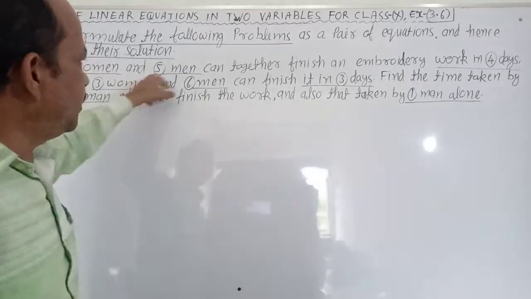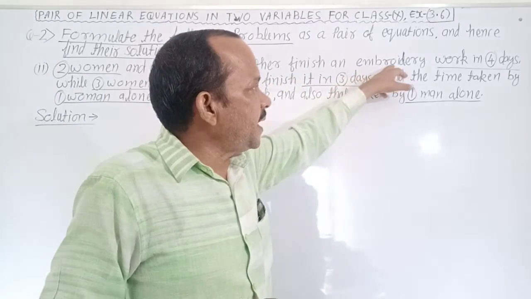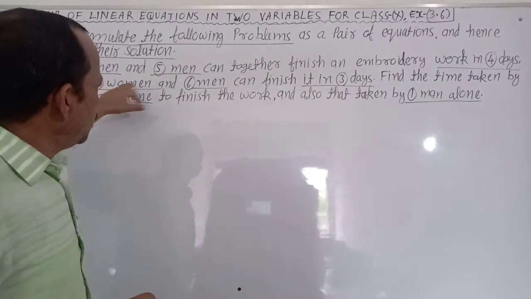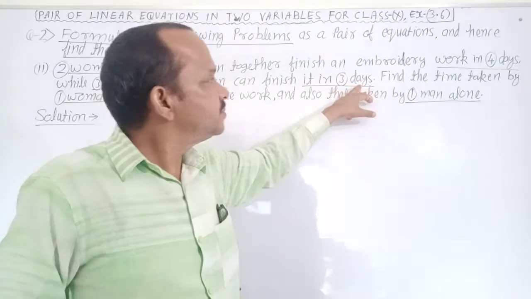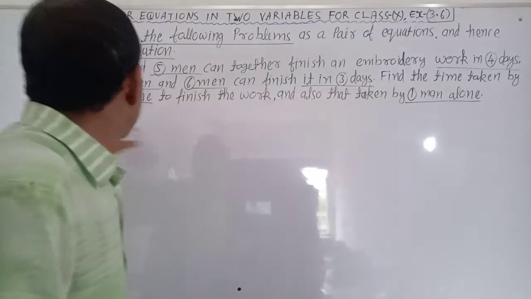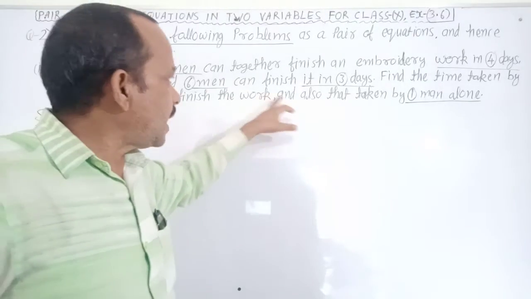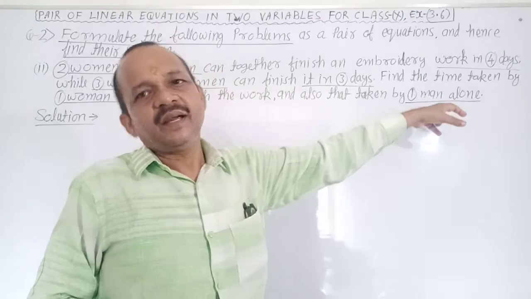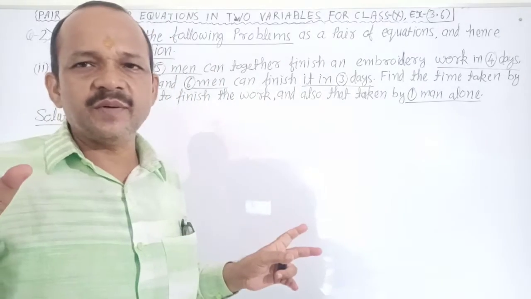2 women and 5 men can together finish embroidery work in 4 days, while 3 women and 6 men can finish it in 3 days. Find the time taken by one woman alone to finish the work and also that taken by one man alone. Question is clear, no confusion about it.